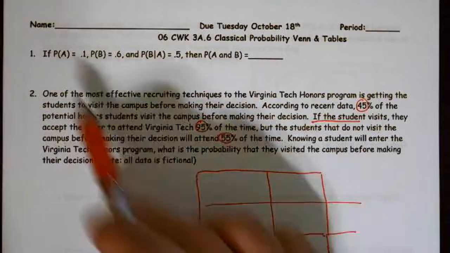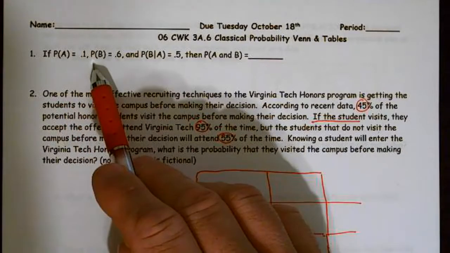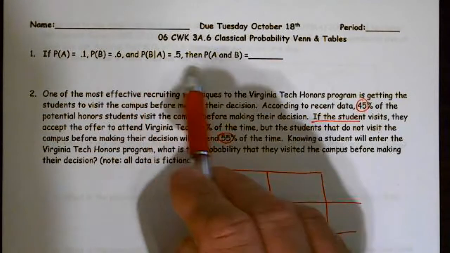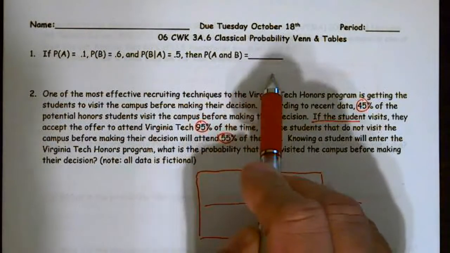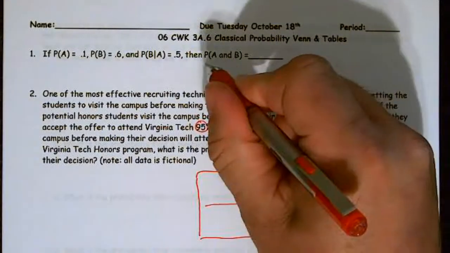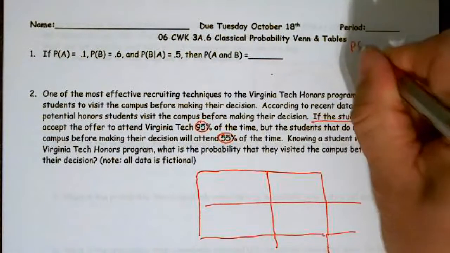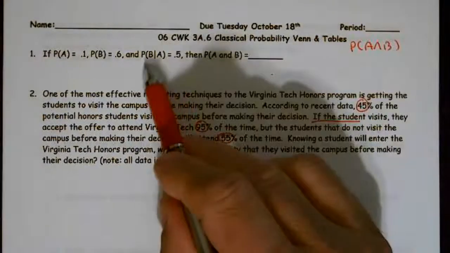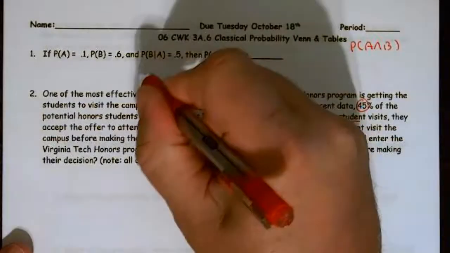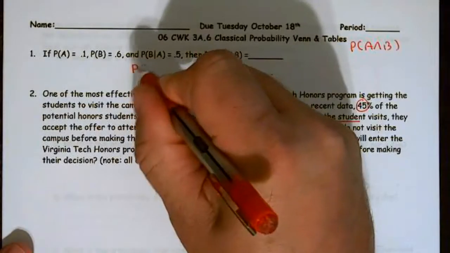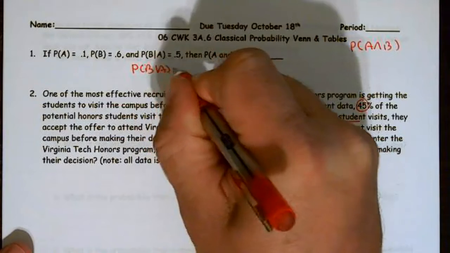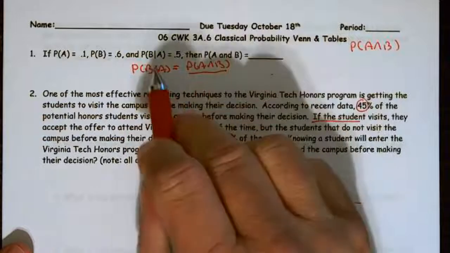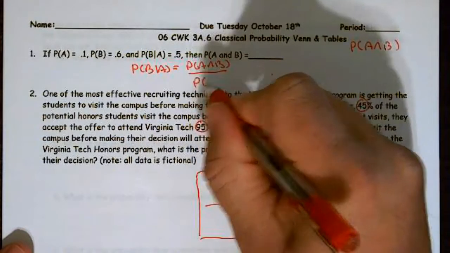So let's get started. If the probability of A equals 0.1, the probability of B is 0.6, and the probability of B given A equals 0.5, then the probability of A and B equals what? First off, if they're asking for the probability of A and B, they're asking for the probability of A intersect B, but they've told us this. So with that, we're going to write our formula: the probability of B given A equals the probability of A and B over the probability of A.